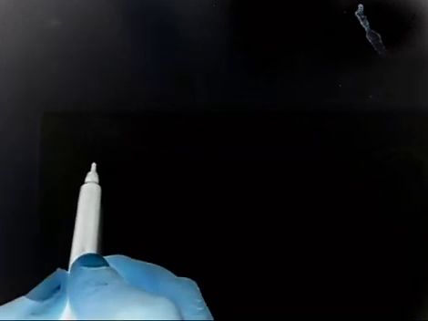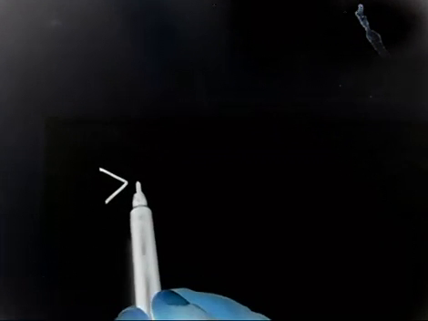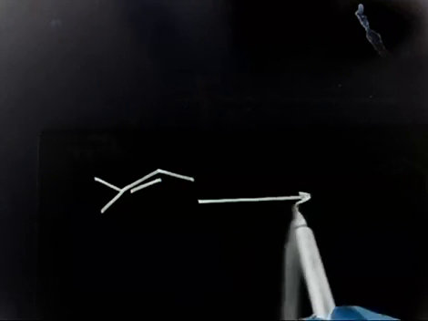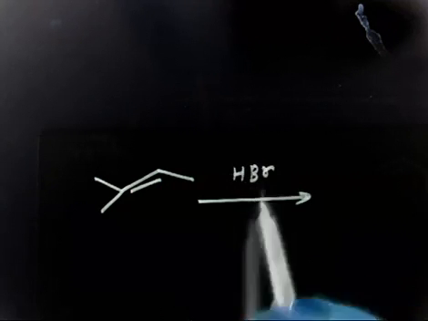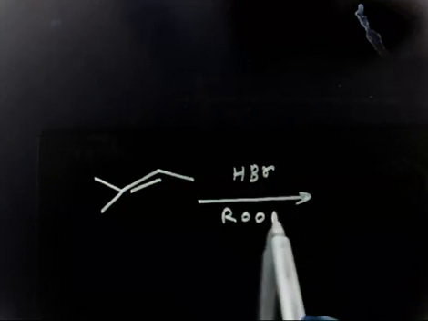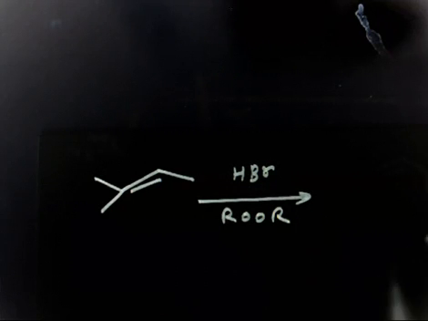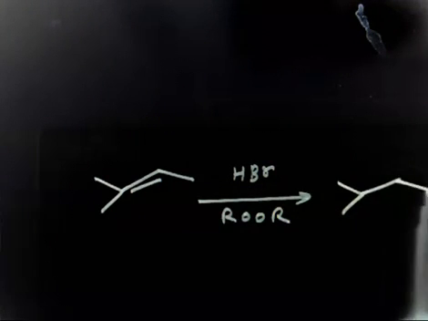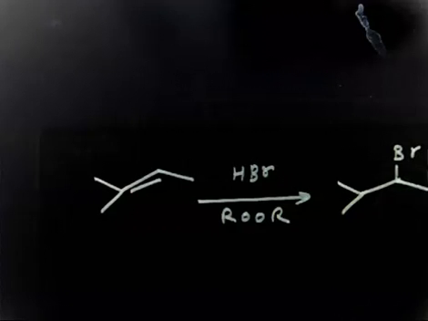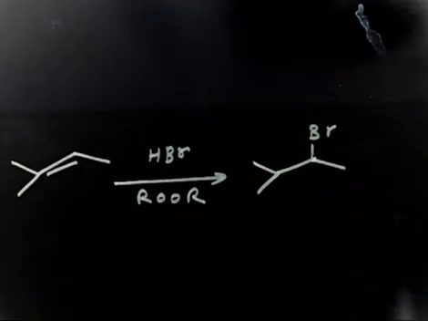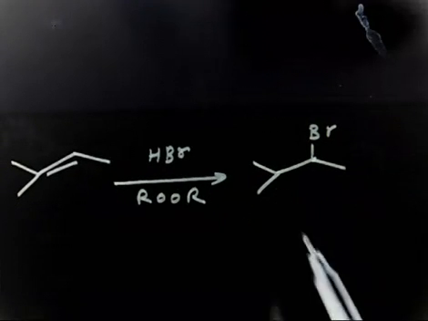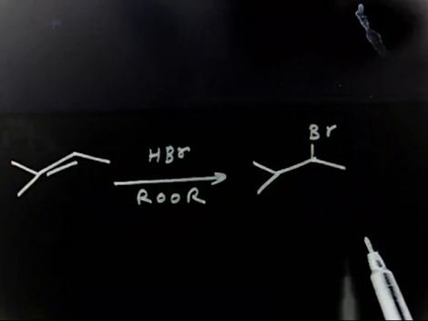You have to write down the mechanism for this reaction. So product is given to you. You have to tell me the mechanism. So you have this peroxide effect. This reaction is something related to peroxide effect, ROOR. And this gives you Br attached at this carbon, and a hydrogen gets attached to this carbon. I am not showing you the hydrogen. You have to give me the mechanism.